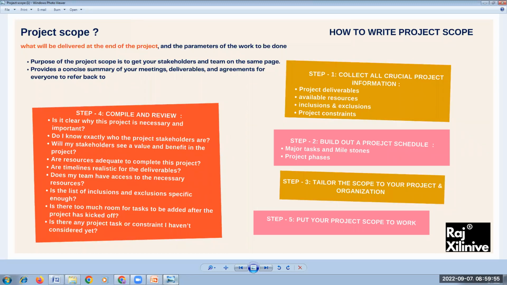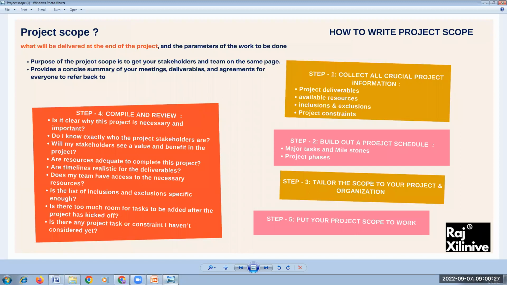Next, we need to know, is there too much room for tasks to be added after the project has kicked off? Means, is there any additional information or any additional task which will be included once the project has started? This is where scope creep sometimes happens, right? Scope creep means there are some additional requirements which will be added once the project has started.